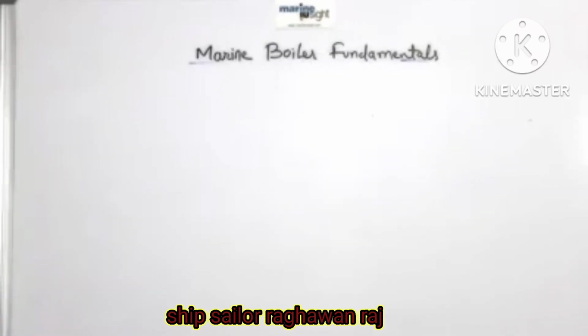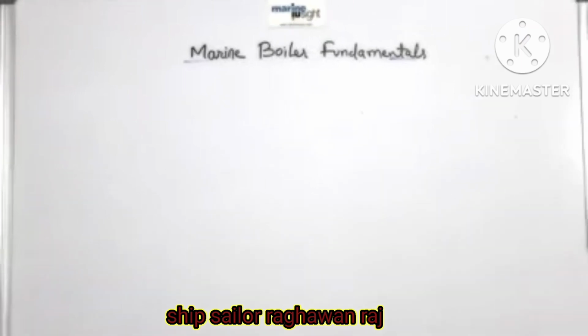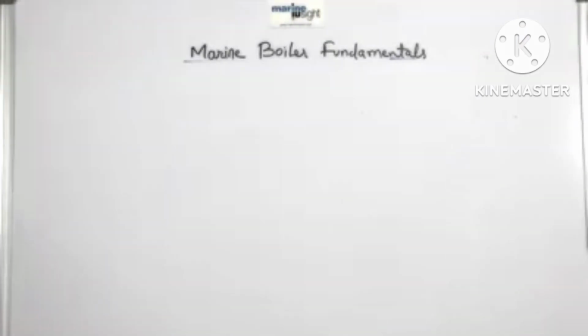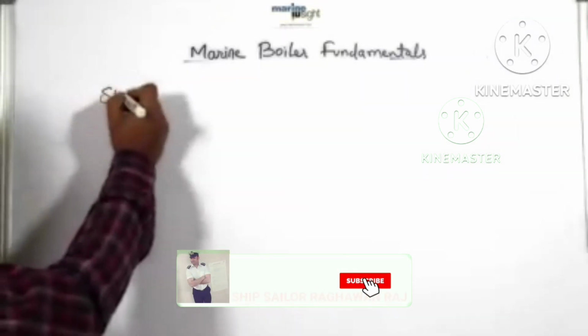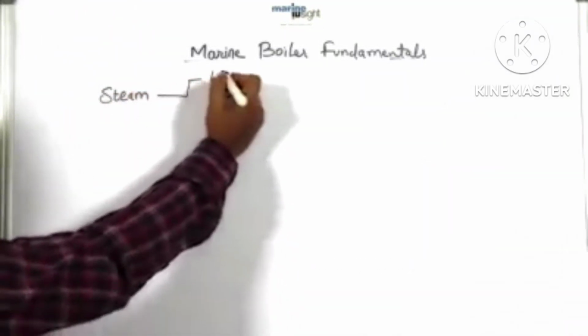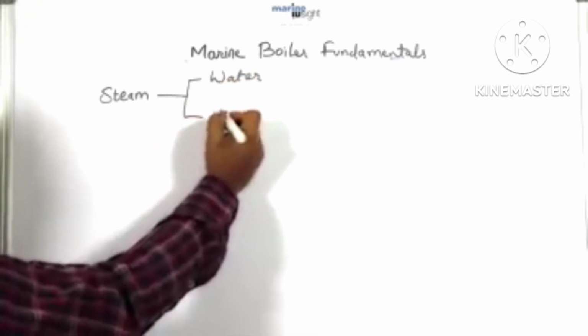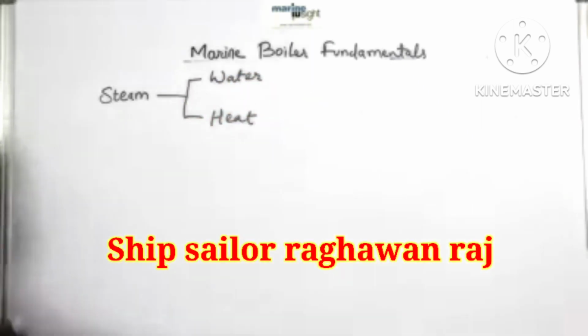In this whiteboard technical video, we will discuss the fundamentals of a marine boiler used on ships. The main purpose of a marine boiler is to produce steam at high temperature and pressure. To produce steam, we require two basic components, water and a heat source.